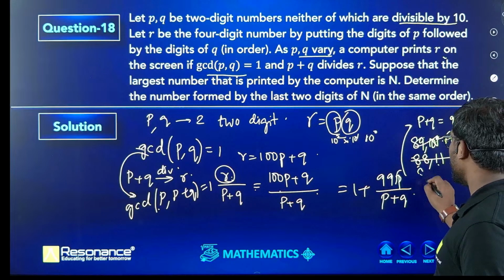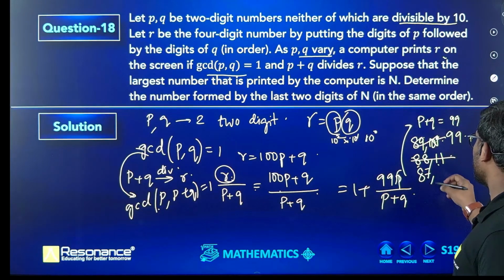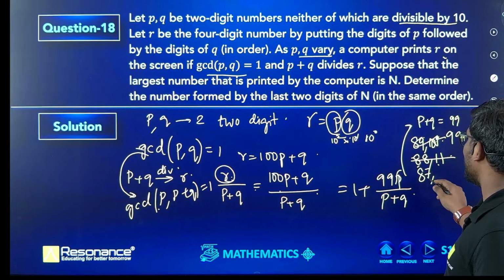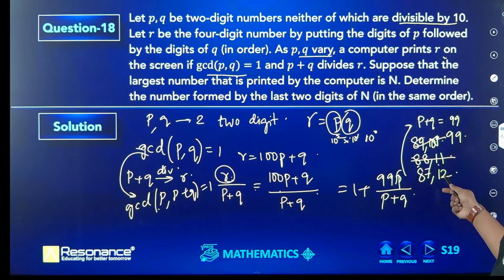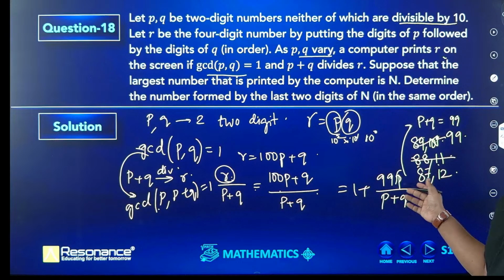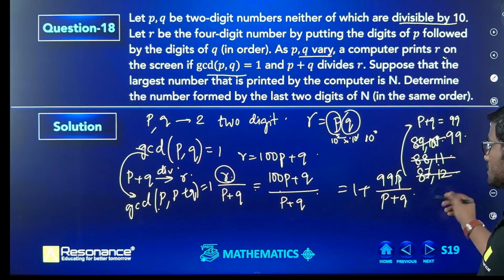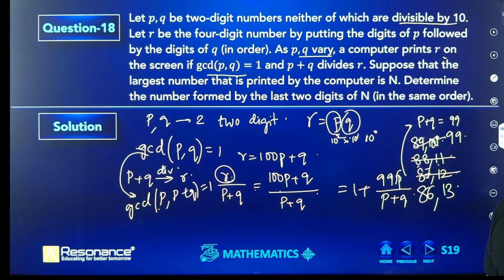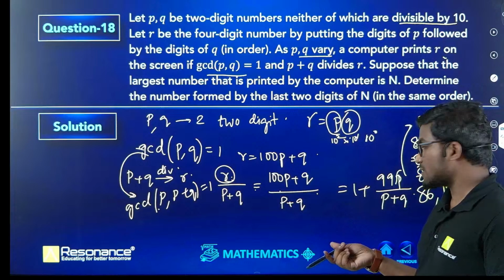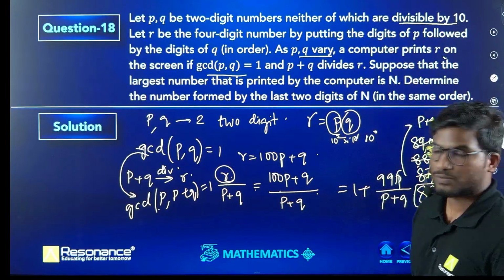Going further, 87 is a possible value, and then with 87, we have 12. Correct? 87 and 12. But 87 is what? 3 into 29 and 12 is 3 into 4, so the GCD is 3. This is also not possible. After which we have 86 and 13. 86 and 13, obviously the GCD is 1. So 86 and 13 are the required P and Q values for us.